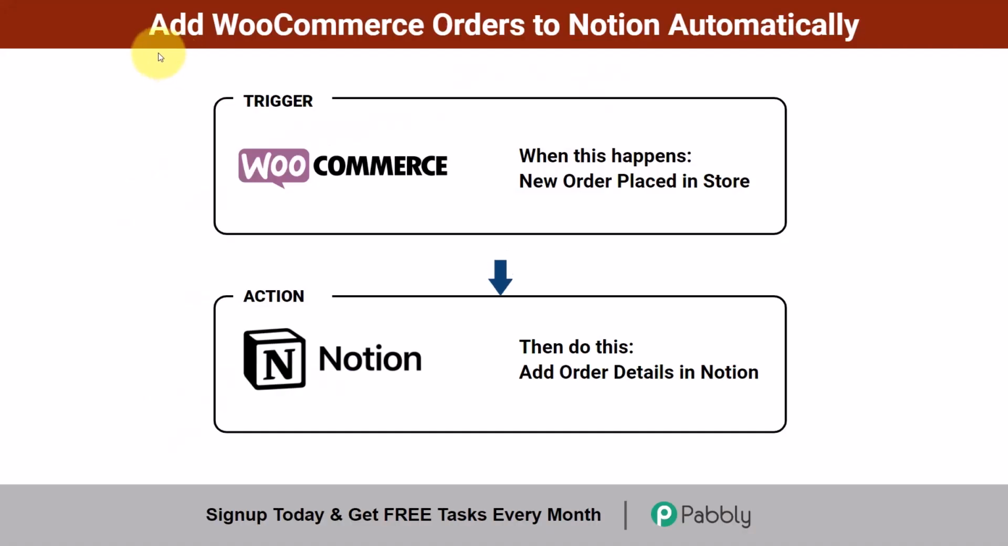In this video, I'll show you how to add WooCommerce orders to Notion automatically. So what will happen is, every time your customer places an order in your WooCommerce store, that order data will be collected automatically in the Notion application. In this way, you can keep a track record of all the orders being placed by your customers, that too without doing anything manually. Want to set this automation for yourself? Come with me and I will show you the whole process step by step.